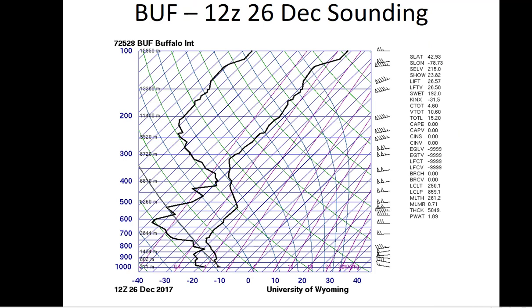And here's the 12Z sounding with the inversion lowering substantially more. Still westerly flow. Now we're down to about 750 millibars. All right, so then the next slide.